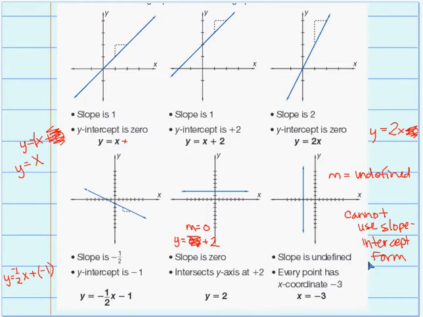And we cannot use the slope-intercept form for a vertical line because there is no y in the equation. Remember, these are all y equals something times x plus b, your y-intercept. So I don't have a y-intercept, and I don't even have a slope. I have an undefined slope. So we're writing vertical lines are always x equals, and horizontal lines are always going to be y equals.